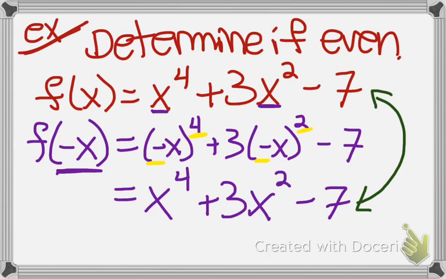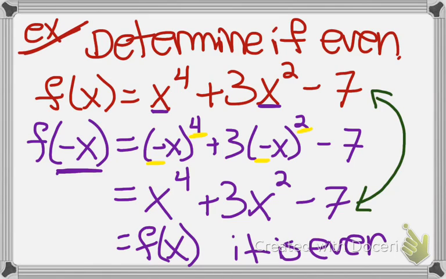So that is the idea of an even function. So because this equals the same thing as what I started with, it is even. Now, if it didn't equal the same thing it started with, then it wouldn't be even. Okay, so ta-da! So that's how we know that it is even.